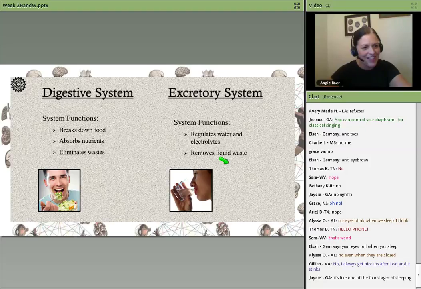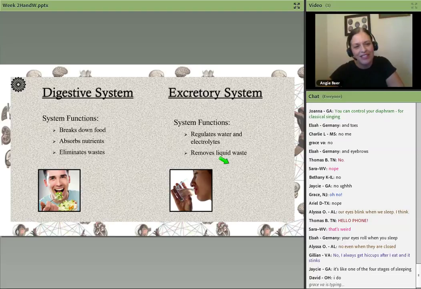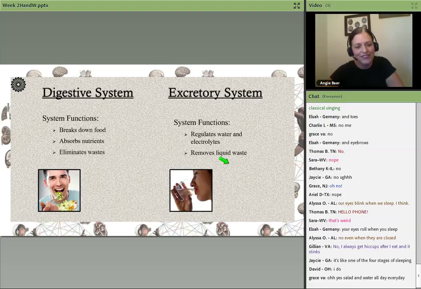Awesome. Okay, then we've got these two. This is definitely something you need to know: the digestive system and the excretory system. These are going to be working together because they really have a lot of similar functions. The system function for your digestive system is to break down your food and absorb the nutrients. So we don't just eat food because we like the taste of it, which is a really cool side benefit, but we eat it because it's got some nutrients. It's got the stuff that we need to survive.